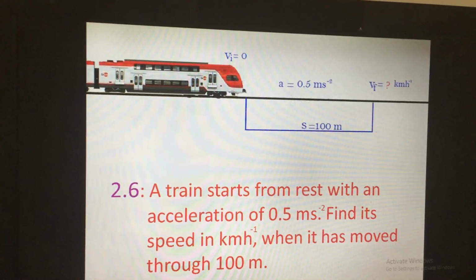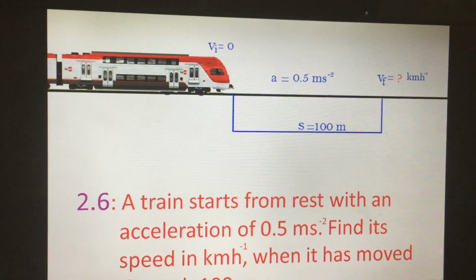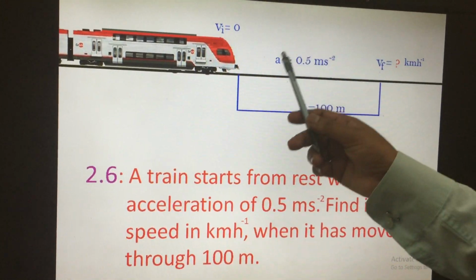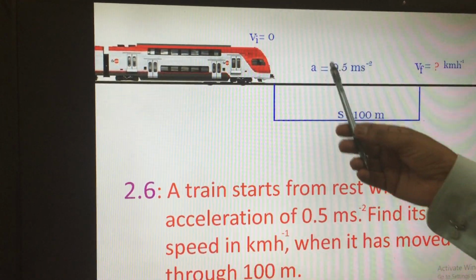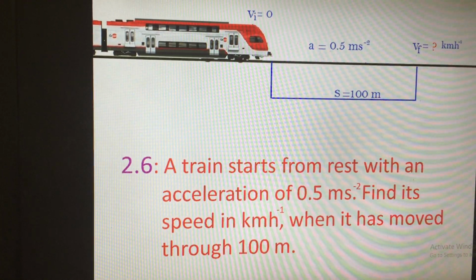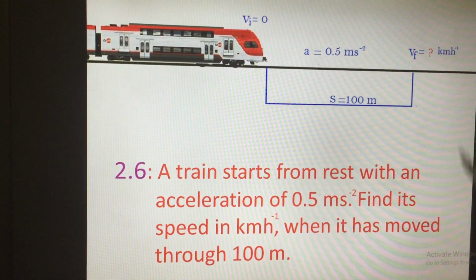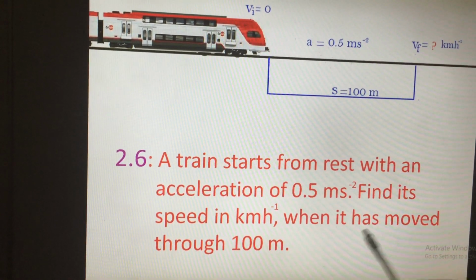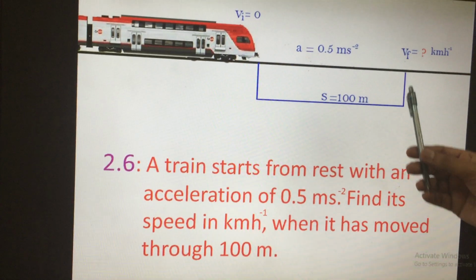Here, 2.6. A train starts from rest. From rest means the initial velocity is 0, with an acceleration of 0.5 meter per second squared. So when it was at rest, it starts moving with an acceleration of 0.5 meter per second squared. Find its speed in kilometers per hour. So you are asked to find the final velocity, right? And that velocity will be converted into kilometers per hour, right? When it has moved through 10 meters. So the distance is 10 meters.